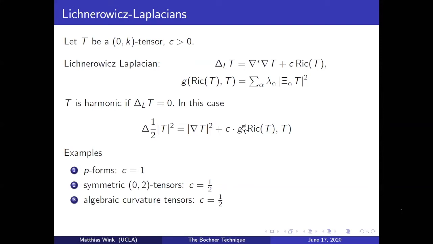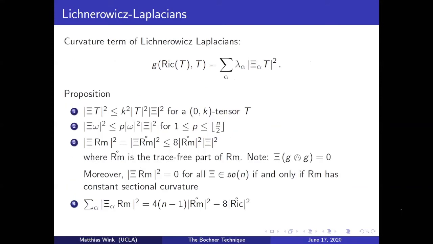Great. So what happens for algebraic curvature tensors? Let's look at the curvature term in the Lichnerowicz Laplacian. We want to try and play the same argument again, so we want to bound each individual piece, and we want to calculate the entire sum.